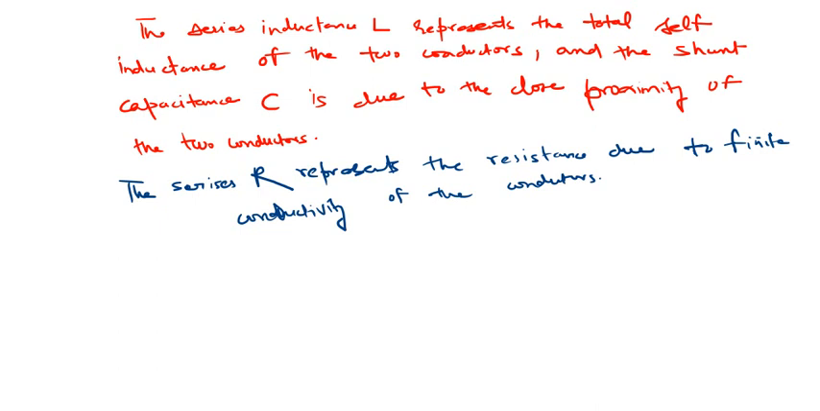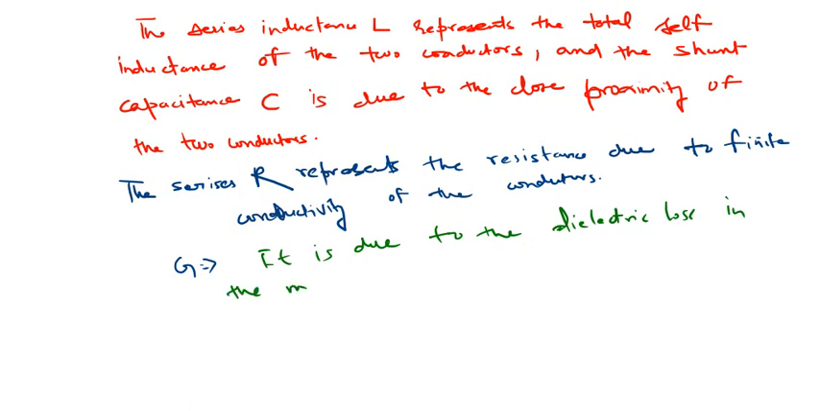Okay, so what is G? G is conductance. So G is due to the dielectric loss in the material between the conductors.